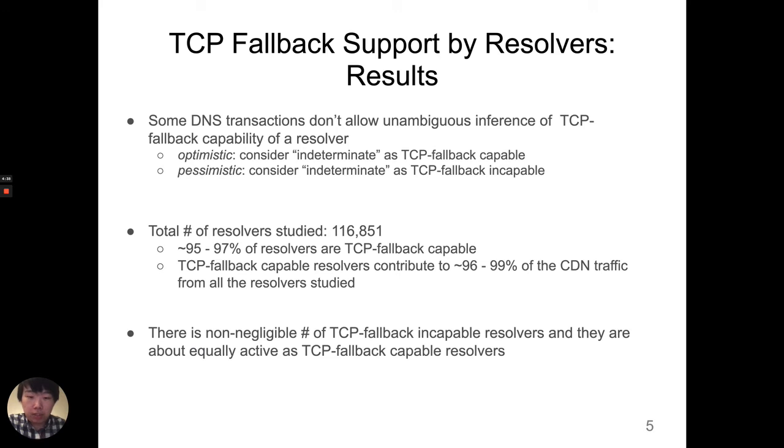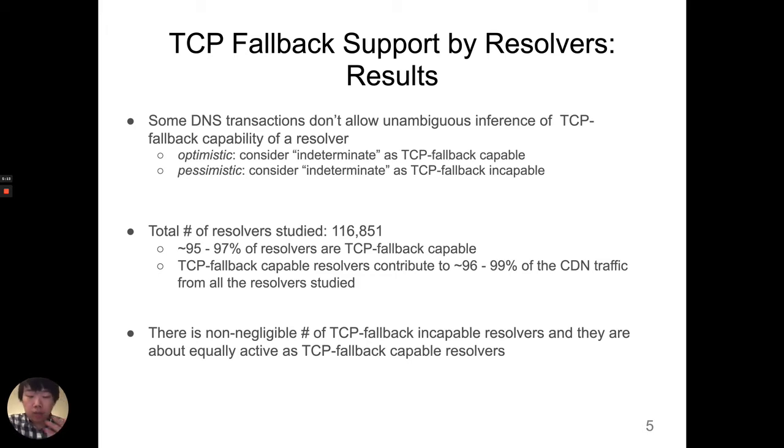Just like what we've seen in the previous slides, some DNS transactions just don't allow unambiguous inference of TCP fallback capability. So we have two estimations, the optimistic and pessimistic estimations. The only difference between optimistic and pessimistic is how we process the indeterminate labels. In optimistic estimation, we consider indeterminate as TCP fallback capable, and in pessimistic, indeterminate is TCP fallback incapable.